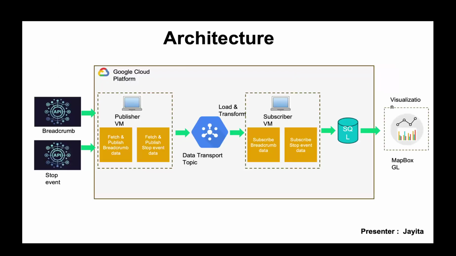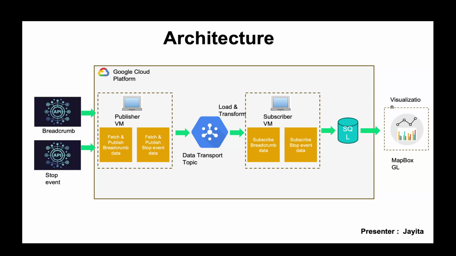This slide illustrates the complete architecture of our real-time data pipeline for the TriMet system. Let me walk through the end-to-end flow. On the left side, we have two public APIs, breadcrumb and stop event. These APIs are accessed daily by our publisher VM, which is hosted in Google Cloud. Inside the publisher VM, we have two Python programs. One fetches and publishes breadcrumb data, and the other fetches and publishes stop event data. Each of these records is published individually to a GCP PubSub topic, which acts as our data transport layer for streaming purposes.